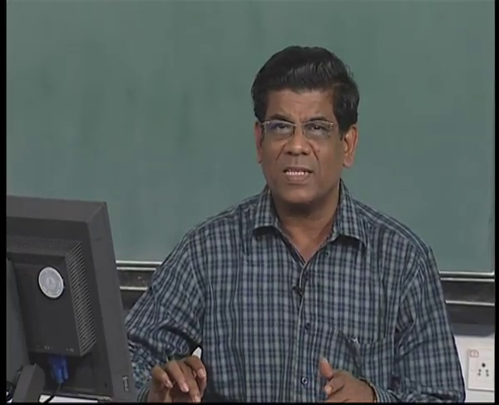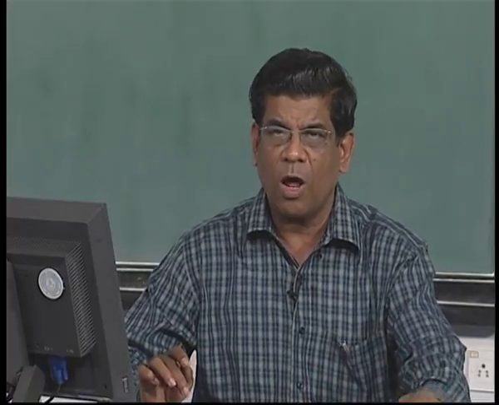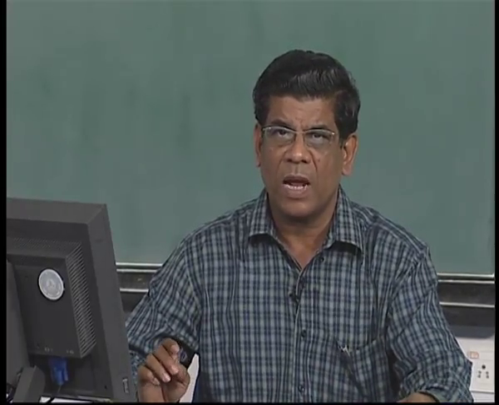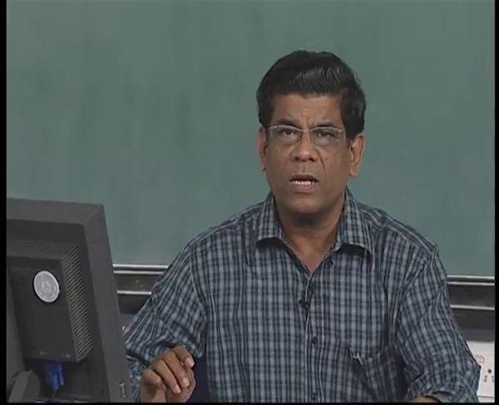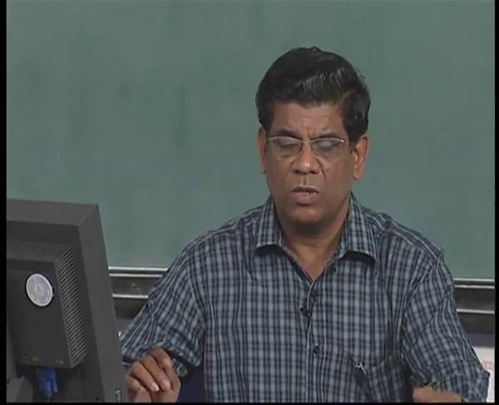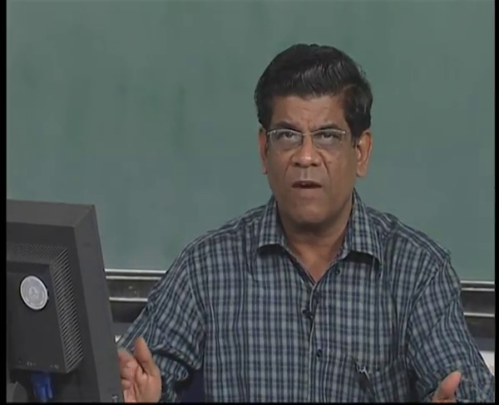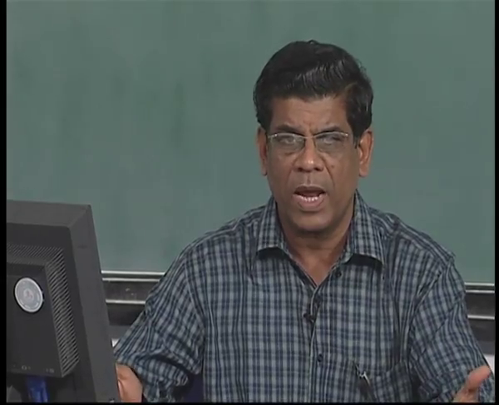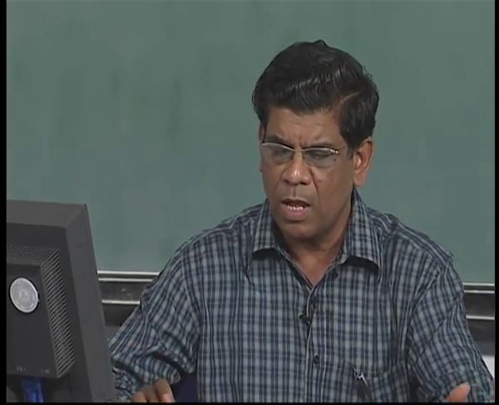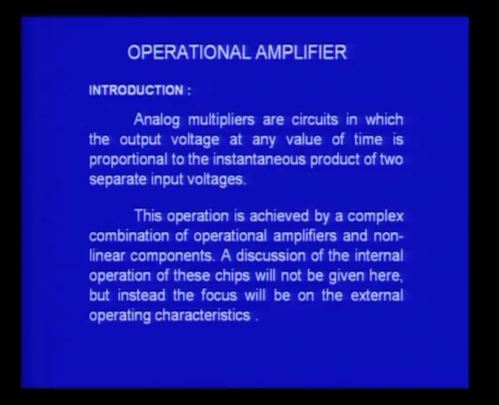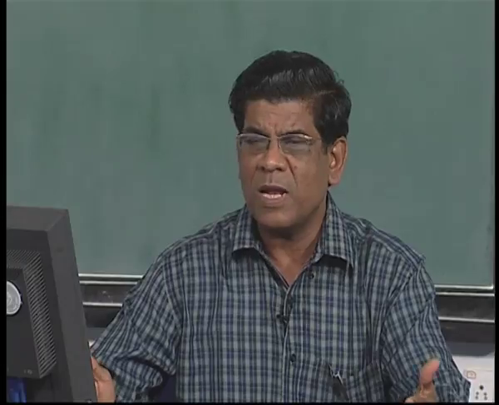Now what are the applications? I mentioned to you already that log anti-log amplifiers can be used for multiplying two analog voltages. There are analog multipliers available in integrated circuit form. You can buy 4 quadrant etcetera, but the simple principle behind that is to make use of the logarithmic and anti-logarithmic amplifier. So what is a multiplier?